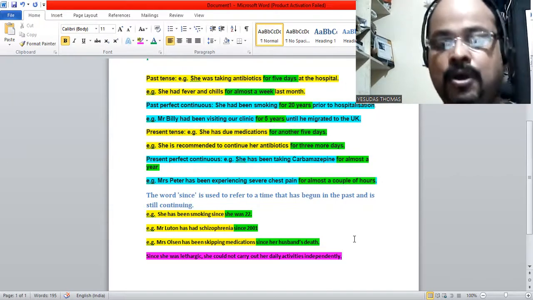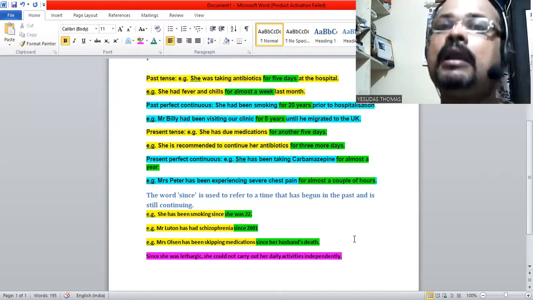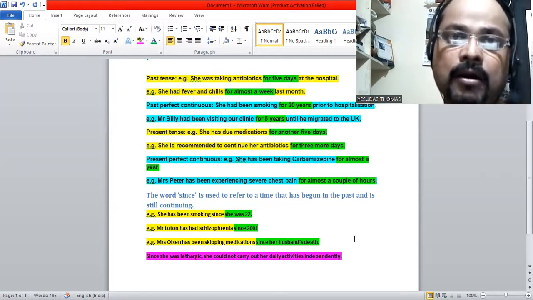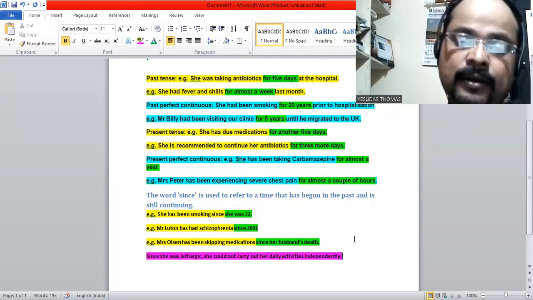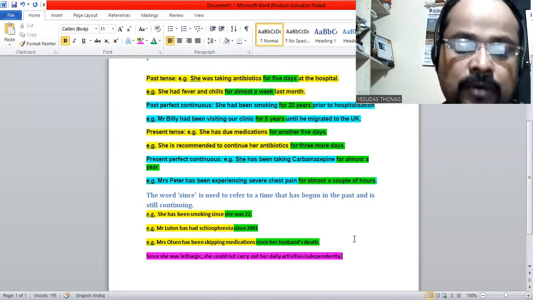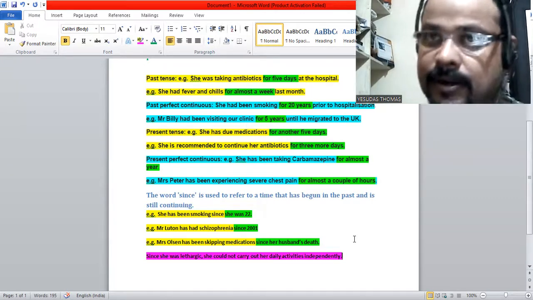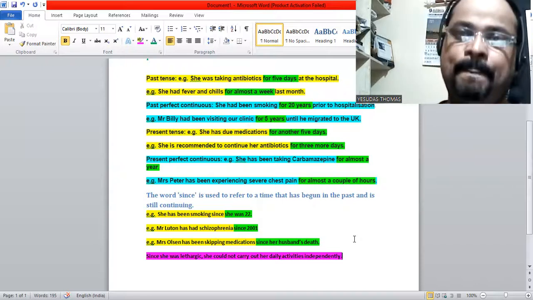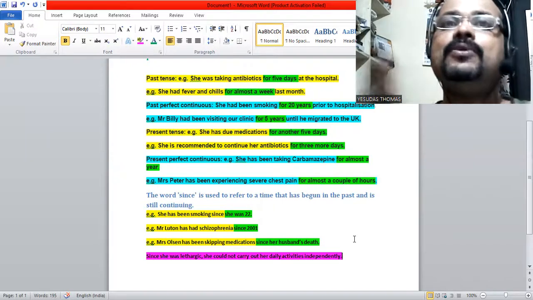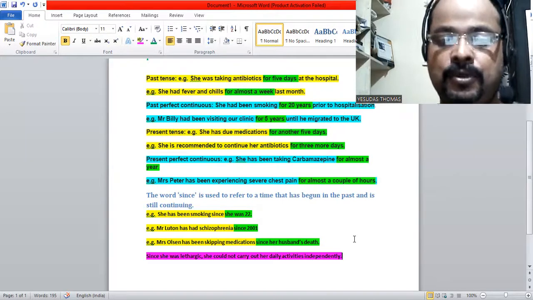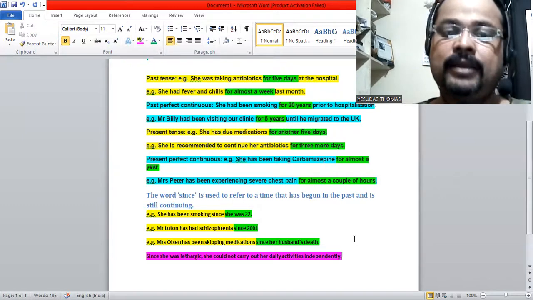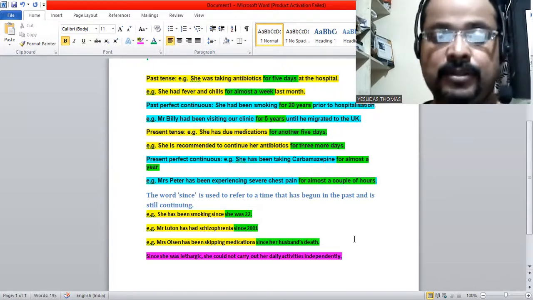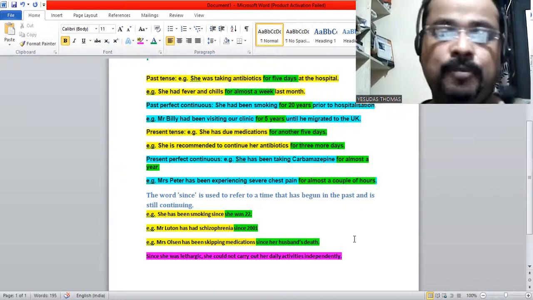Instead of because, owing to the lethargy or because of her lethargic condition, she could not carry out her daily activities independently. Because, that's it. So since can be used instead of because too. So please don't get confused. We can use since in that way too.